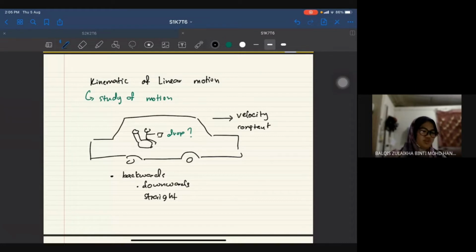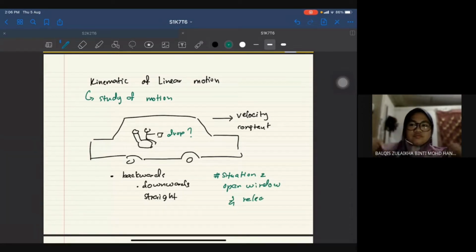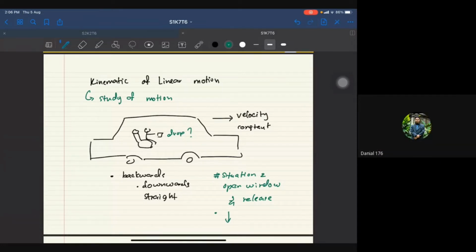Okay. Another example, let's say now you open the window, and you put the phone outside and then you release your phone. Where do you expect your phone to be? Will it go backwards or will it go straight downwards? Straight downwards. What else? Where? Some said it goes to the back. Okay, backwards maybe, like that.